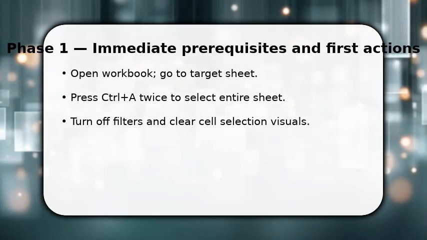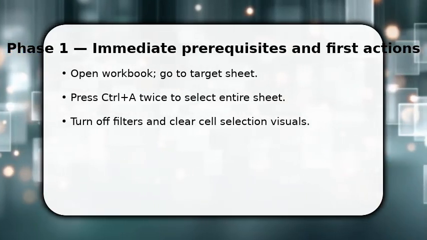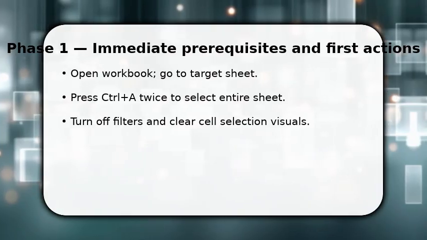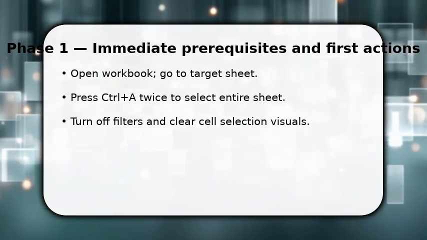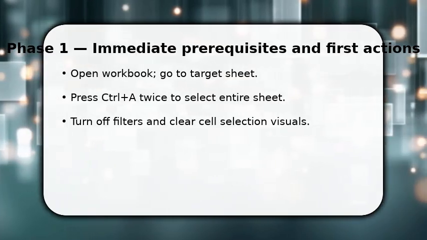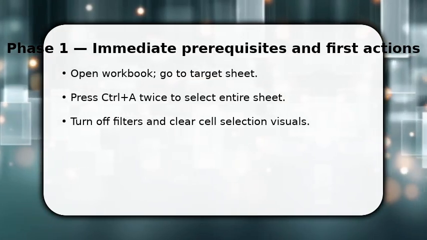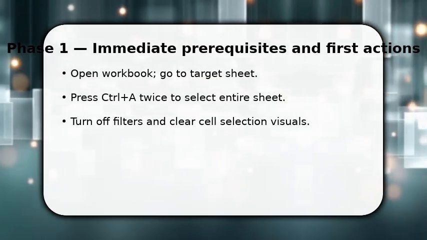You begin by opening the workbook and navigating to the sheet you want cleared. Once there, press Ctrl+A twice to ensure every cell is selected. This avoids missed rows. Make sure any auto filter is off. Click Data Filter if a funnel icon is active. You should also remove external selection highlights so you see the full grid.